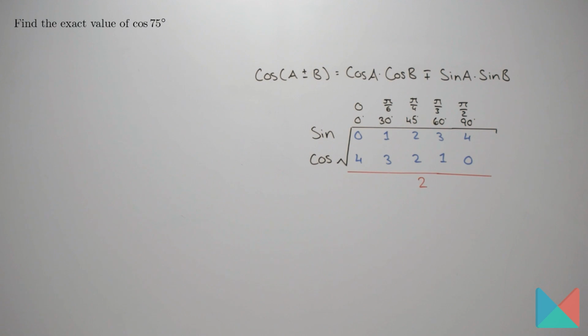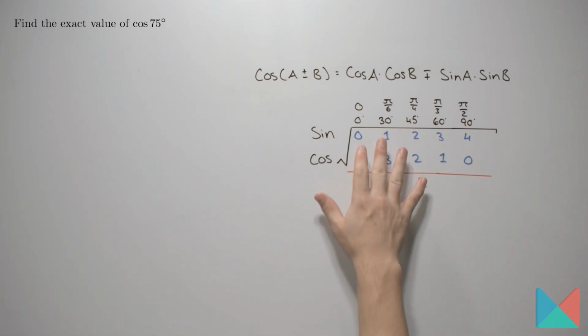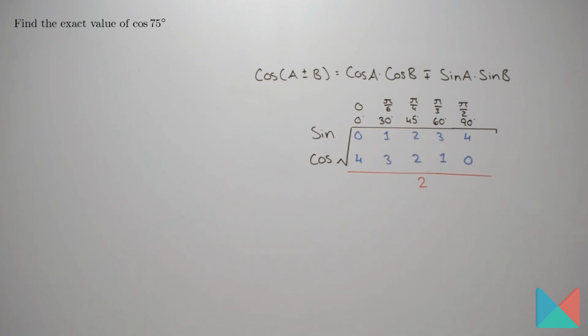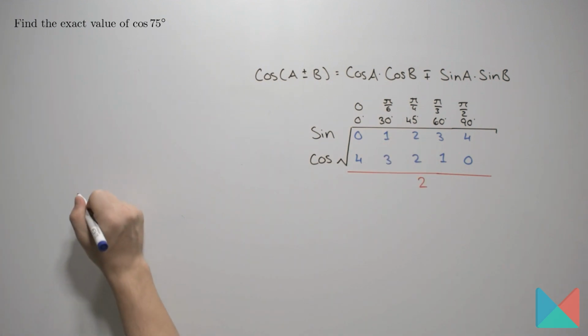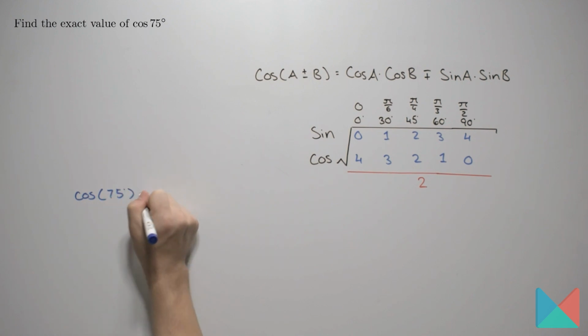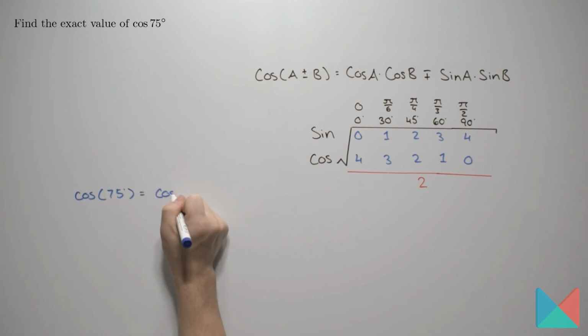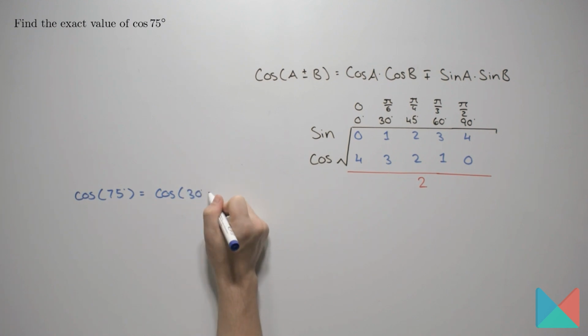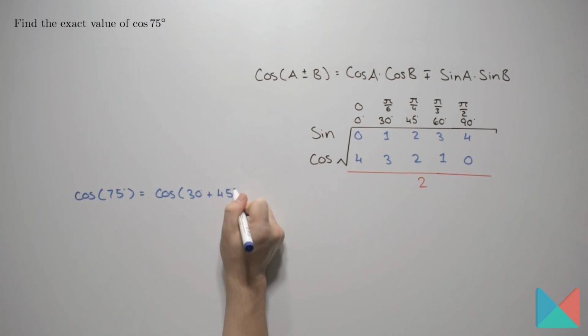For our next example, we want to find the exact value of cos of 75 degrees. Now we only know the exact values of cosine for these following angles. And so what we need to do is find the sum and difference of two of these angles that will make 75 degrees. And in this case, 30 plus 45 degrees will make 75 degrees. And so what we're going to do is change our expression from cos of 75 to cos of 30 degrees plus 45 degrees.